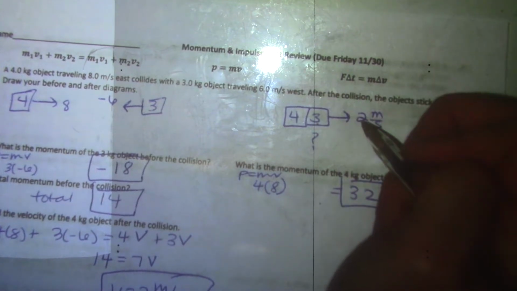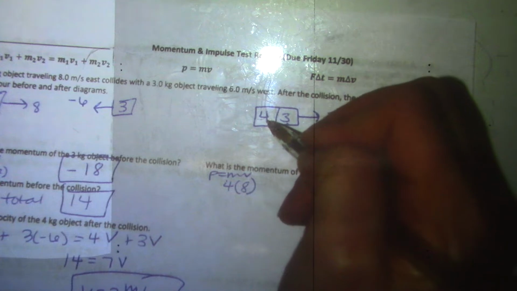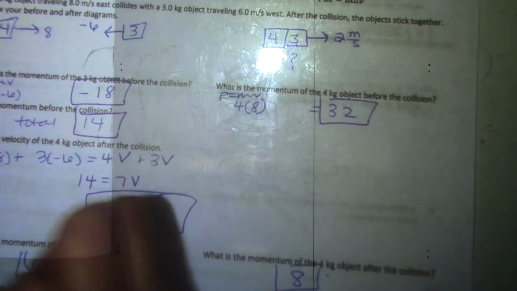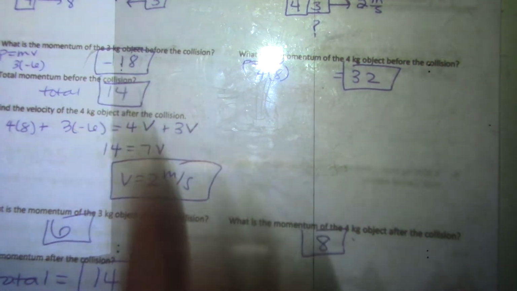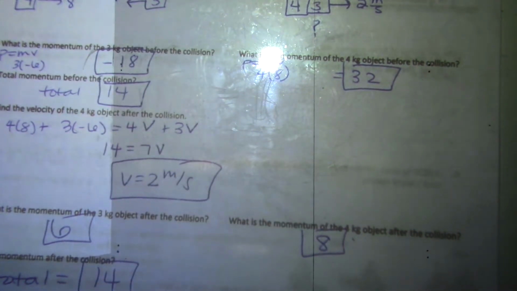What is the momentum of the 3 after the collision? The mass is still 3, but now the velocity is 2, so that's a momentum of 6. Of the 4, still a mass of 4, but now a velocity of 2, so that's a momentum of 8. And that gives me a total momentum of 14, which should be the same because we know total momentum has to be conserved. So the total momentum before should be the total momentum after.